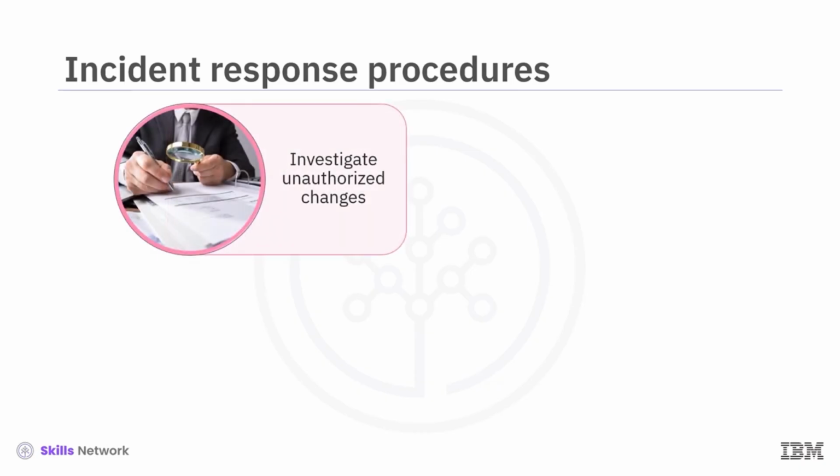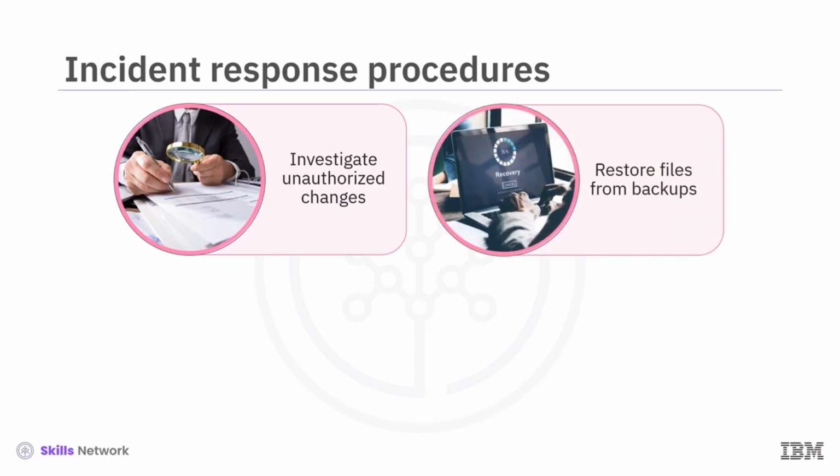First, investigate all unauthorized changes and thoroughly examine suspicious modifications to understand their cause and impact. This may involve collaboration with other security teams and using additional tools to trace the source of the changes. Next, restore files from backups. If necessary, revert to previous versions of files and use backups to restore the system's integrity. Ensuring backup procedures are reliable and regularly tested is crucial for effective recovery.